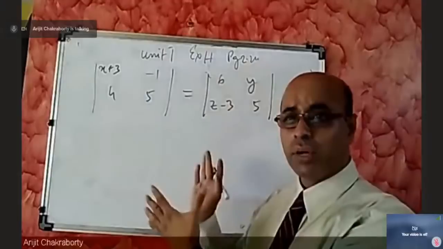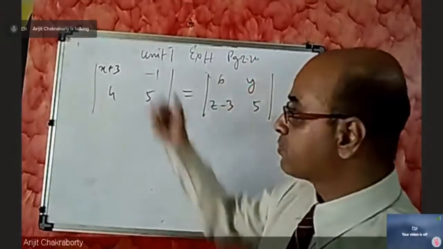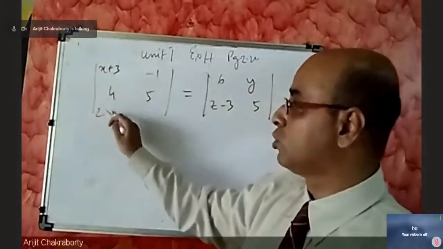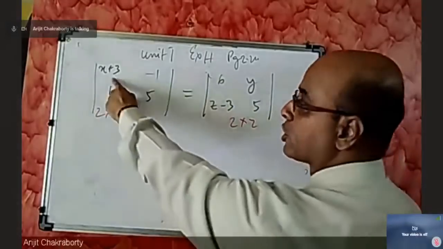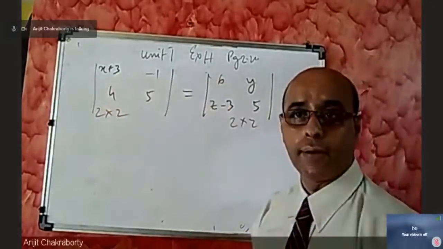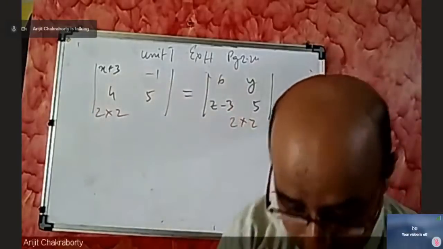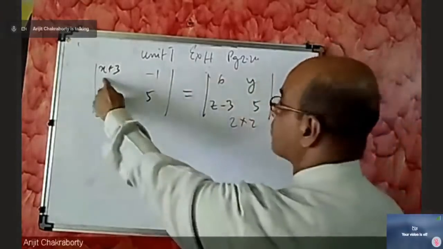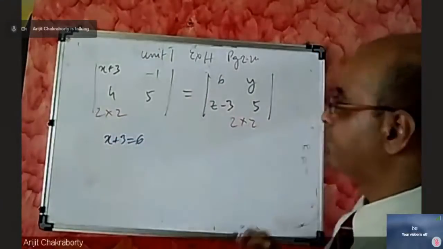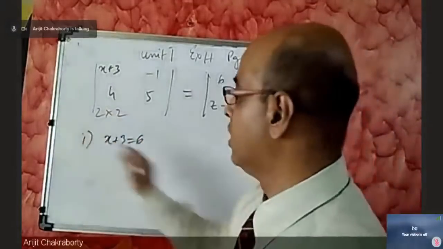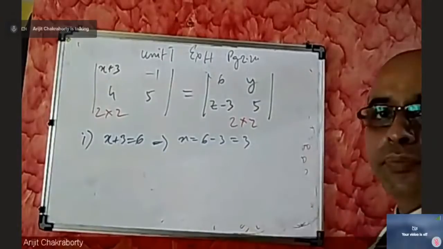You know, if two matrices are equal, the order must be the same. Now in this matrix, the order is 2 by 2. This matrix is also 2 by 2. And each corresponding element must be equal. So since it is given that matrix A is equal to matrix B, we can easily write x plus 3 equal to 6. So equation 1 is x plus 3 equal to 6, which means x is equal to 6 minus 3, that is 3.